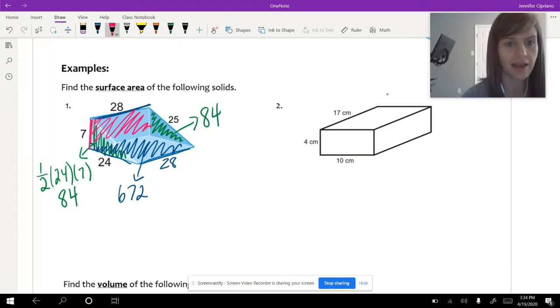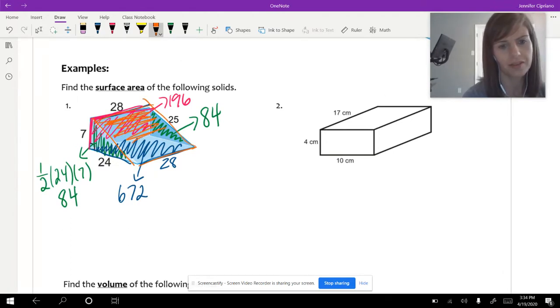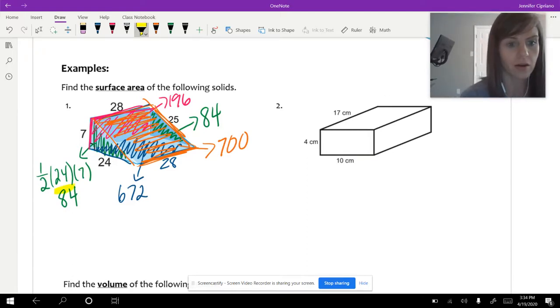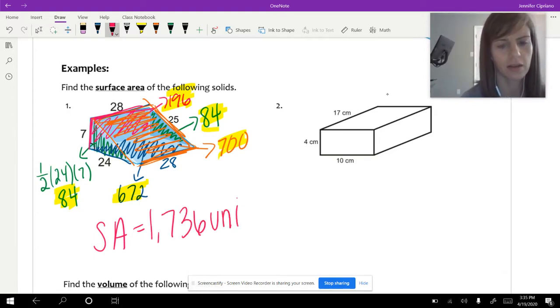Then I'm going to find the area of this back rectangle. Its dimensions are 7 by 28. So 7 times 28 would give us 196. And then finally, I'm going to find the area of this rectangle that's on the slant, and its dimensions are 25 by 28. So it would have an area of 700. And so then to find the surface area, we just have to add up all 5 of those individual areas. So 84 plus 672 plus 700 plus 84 plus 196 gives us a total surface area of 1,736 units squared.